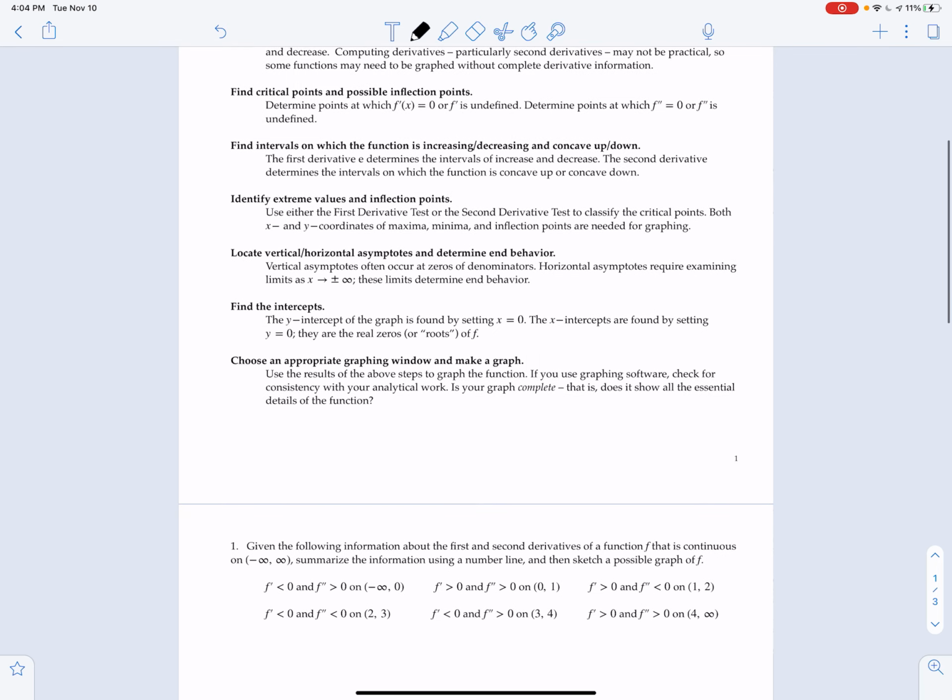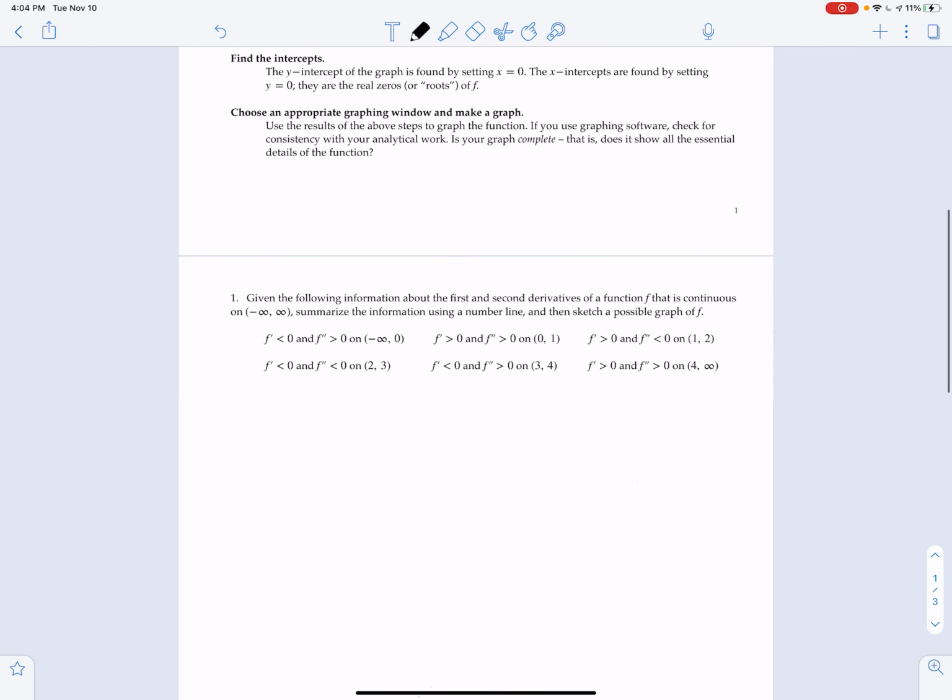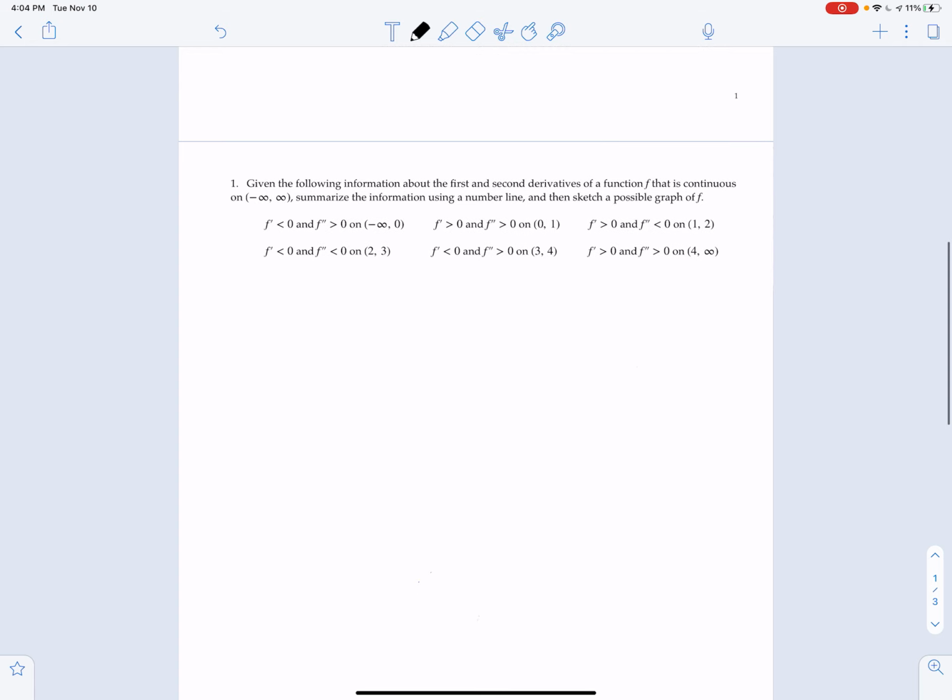It is saying, we have all of this information about the first and second derivatives of a function. We are told in the directions here that the function is continuous. And it even says, very specifically, use a number line and then sketch a possible graph. All right, well, let's do that. Let's use a number line first. And so here we go.